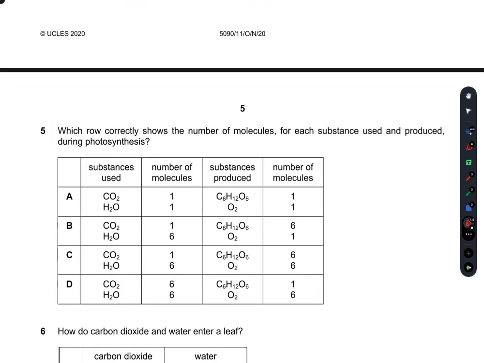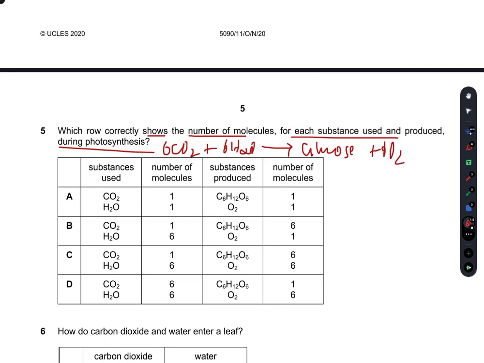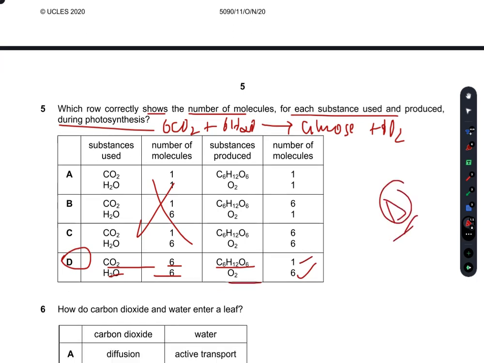Which row correctly shows the number of molecules for each substance used and produced during photosynthesis? For photosynthesis, we have 6 CO2 plus 6 H2O giving one molecule of glucose plus 6 oxygen. So 6 CO2, 6 water, 1 glucose and 6 oxygens, means D is the right option.